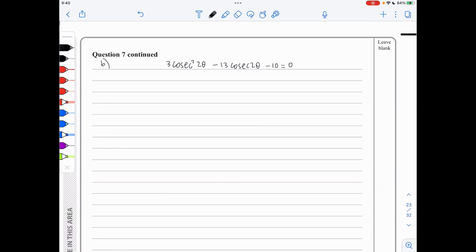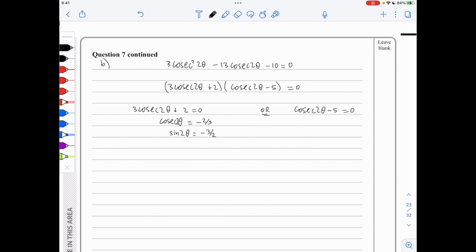So we start by factorizing this into (3 cosec 2θ + 2)(cosec 2θ − 5) = 0, which means that either 3 cosec 2θ + 2 = 0, or cosec 2θ − 5 = 0, which leads to cosec 2θ = −2/3, which leads to sin 2θ = −3/2, and the other case that cosec 2θ = 5, and therefore sin 2θ = 1/5.